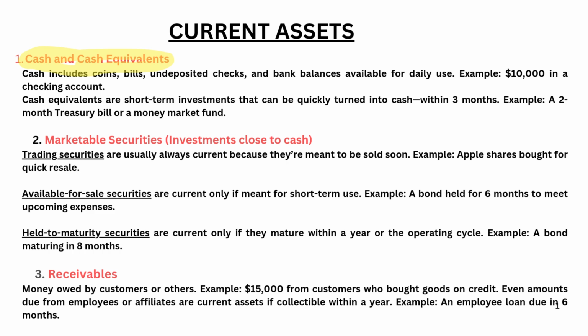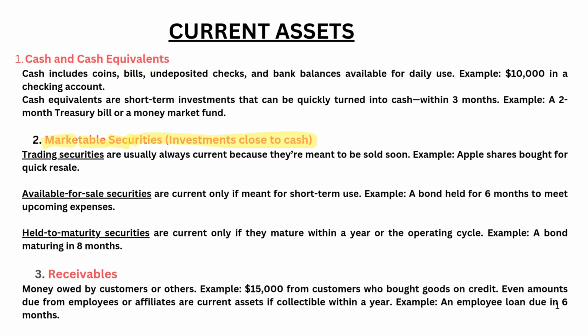Cash includes coins, currency notes, checks, and money in the bank. Example: a company with $10,000 in a checking account, that's pure cash. Cash equivalents are short-term investments that can be turned into cash quickly, typically within 3 months. Example: a 2-month treasury bill or a money market fund.